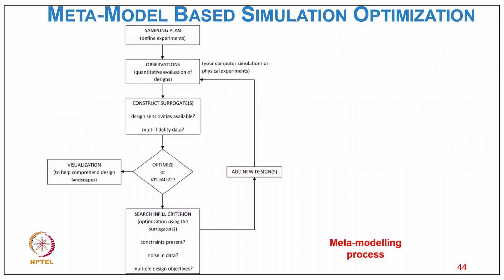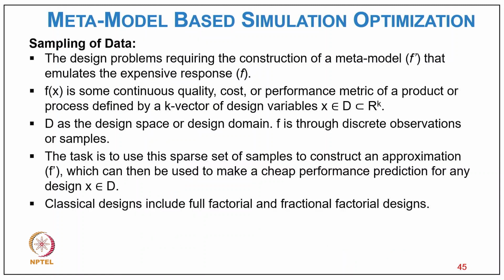So typically here is a meta modeling process with the flowchart: sampling plan, define equipment, observation, quantitative evaluation of the design on your computer simulation, typically physical equipment, and construct surrogates, design sensitivity analysis, then multiple fidelity, and then optimize or visualize. Then visualization helps comprehensive design and escape, and then search infill criteria optimization using the surrogate and constraint, present noise in data, and then add new designs and go into the iterative manner.